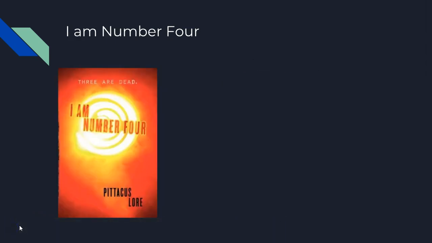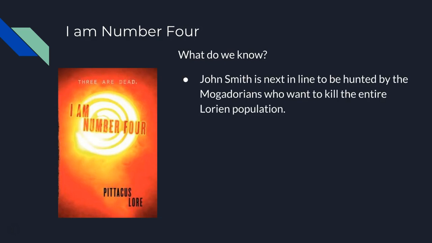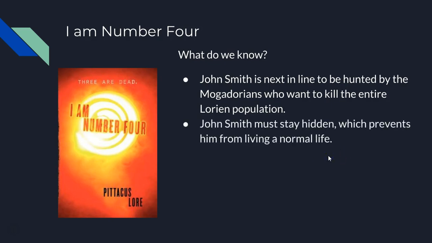So if you're reading I Am Number 4 and you're trying to figure out what the theme of that story might be, the first thing you need to do is think, what do we know? What do we know about the story? Well, we know that John Smith is next in line to be hunted by the Mogadorians, who want to kill the entire Lorien population. He must stay hidden, but that prevents him from living a normal life. So as he's going through that, deciding whether or not he wants to stay hidden or live the normal life of a teenager, he has to figure out, what do I need to do? So, as he's figuring that out, we're discovering the theme.